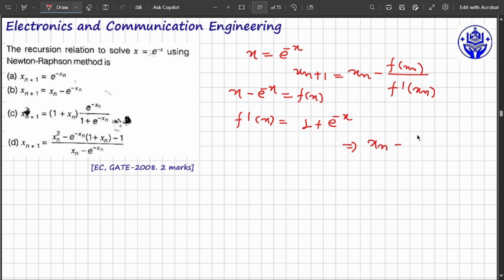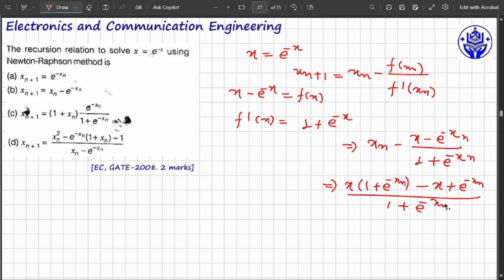Then it will be xn minus (xn minus e to the power minus xn) divided by (1 plus e to the power minus xn). After simplifying this, we can write it as xn into (1 plus e to the power minus xn) minus xn plus e to the power minus xn, divided by (1 plus e to the power minus xn). The xn terms get cancelled. Then taking e to the power minus xn common, it will be (xn plus 1) e to the power minus xn divided by (1 plus e to the power minus xn). So C is the correct answer.